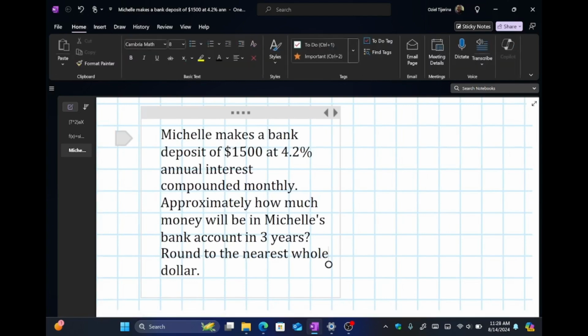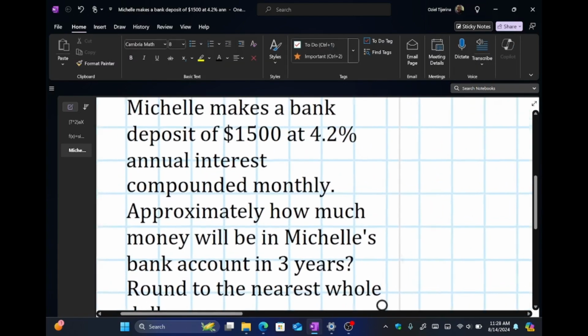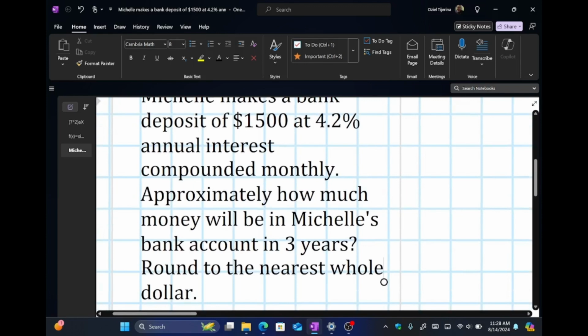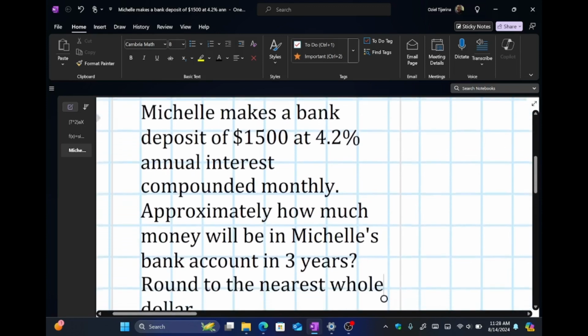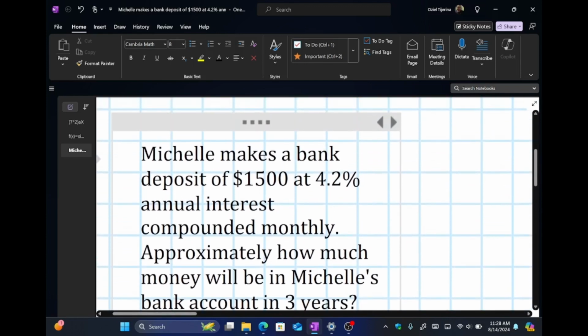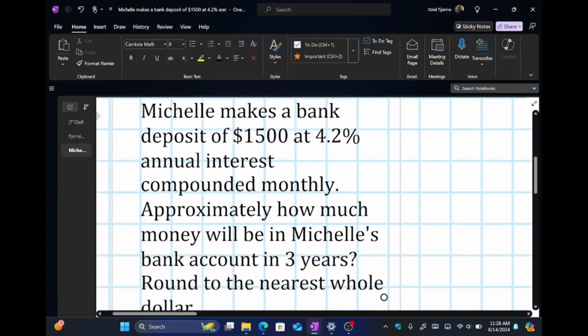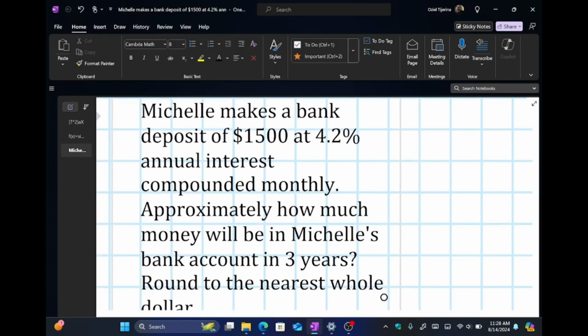In this video, what I want to do is a compound interest problem. Here we have a problem, and it says Michelle makes a bank deposit of $1,500 at 4.2% annual interest compounded monthly. Approximately how much money will be in Michelle's bank account in 3 years? Round to the nearest whole dollar.